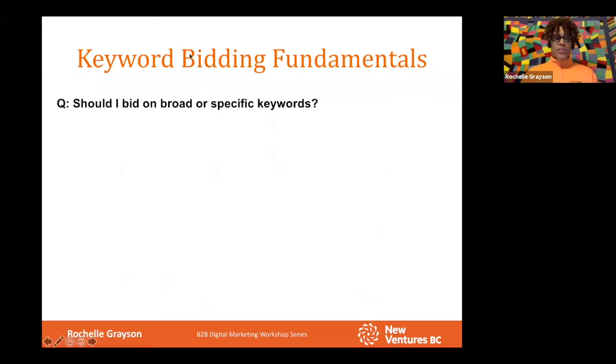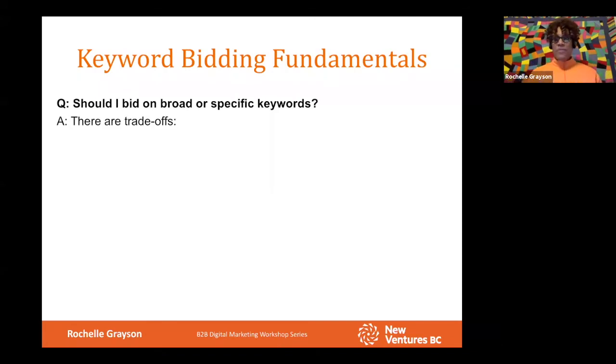So then the next question that I often get: should I bid on broad or specific keywords or key phrases? Do I do something like digital marketing, or do I do something like B2B digital marketing, or B2B digital marketing for aerospace? So now I have B2B, digital marketing and aerospace, so I bid on 4 words. You know, how specific should I be, right?